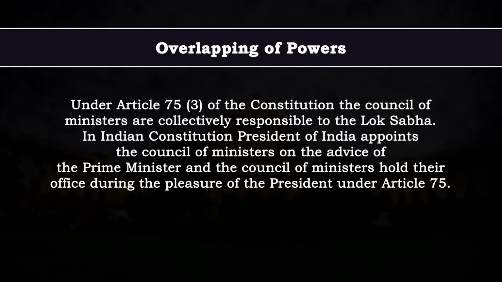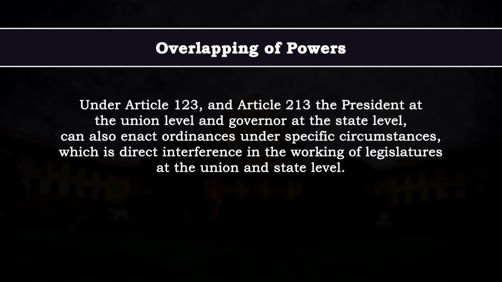Under Article 75, Clause 3 of the Constitution, the Council of Ministers are collectively responsible to Lok Sabha. In the Indian Constitution, the President of India appoints the Council of Ministers on the aid and advice of the Prime Minister, and the Council of Ministers hold their office during the pleasure of the President under Article 75. The members of the Council of Ministers are selected from the members of the Parliament, which are responsible to aid and advise the President. Another provision is under Article 123 and 213.